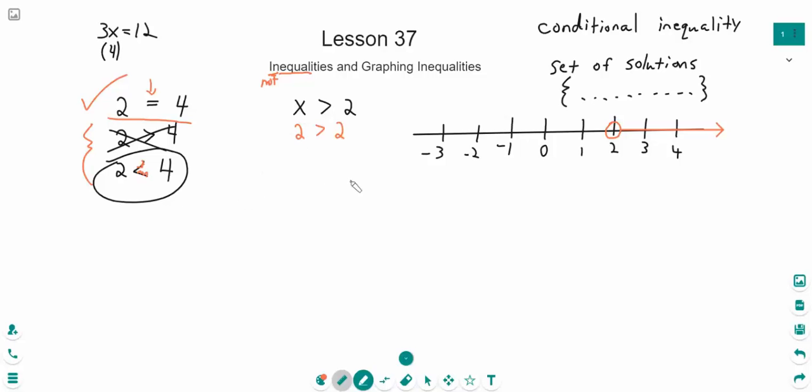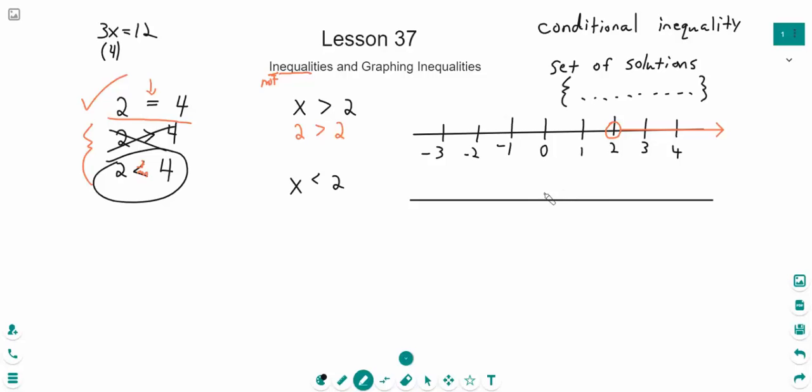All right, very good. So let's try another one here. What if we've got x is less than 2? Well, here it's the same concept. Let's draw our number line.